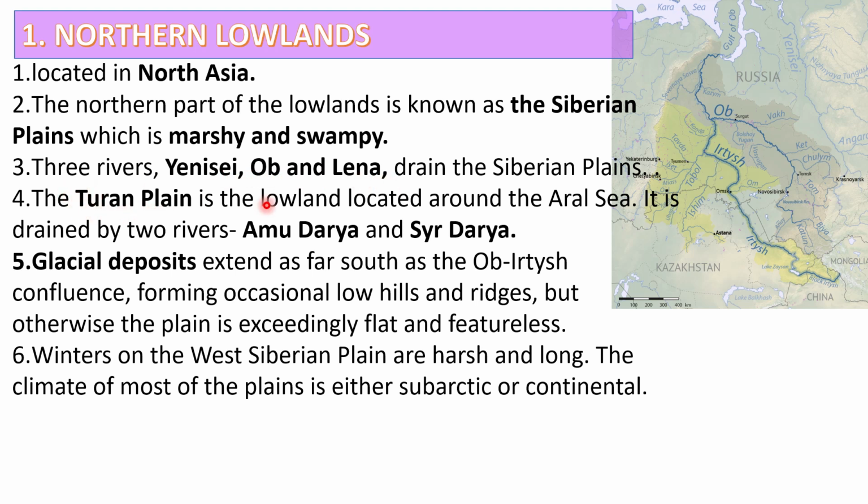The Turan Plain is a lowland located on the Aral Sea. It is drained by two rivers, Amu Darya and Syr Darya. There is a glacial deposit which extends as far south as the Ob-Irtysh confluence. This is the Irtysh River, and this is the Ob River, and this point is the Irtysh-Ob confluence. Glacial deposits are present in this region of the northern lowland area.